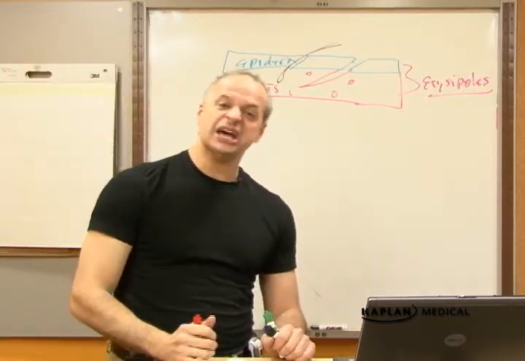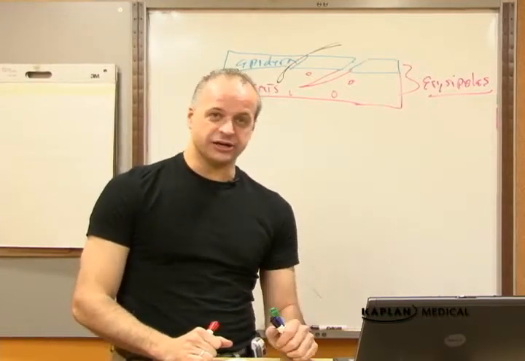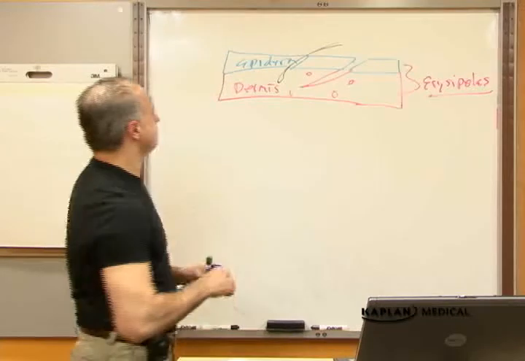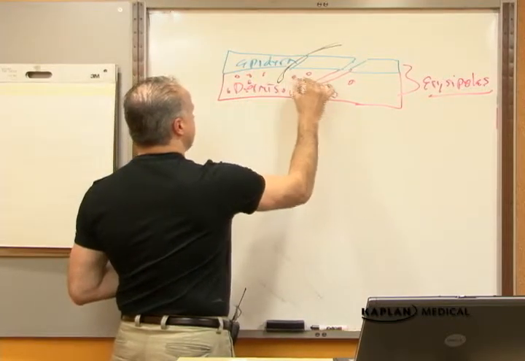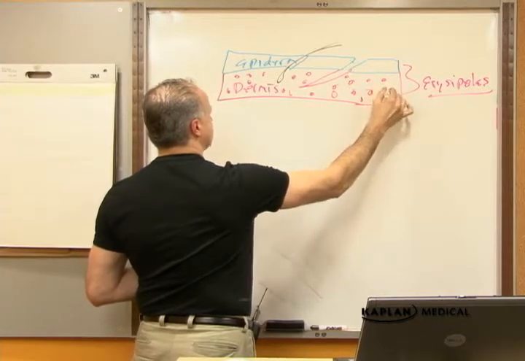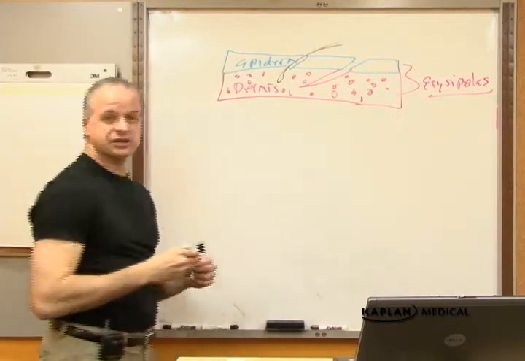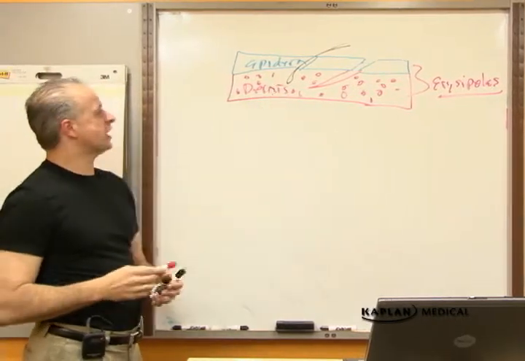And erysipelas is extremely bright, red, hot, warm, and tender. Now, erysipelas with bright, red, hot, warm, and tender is because it involves these dermal lymphatic channels.